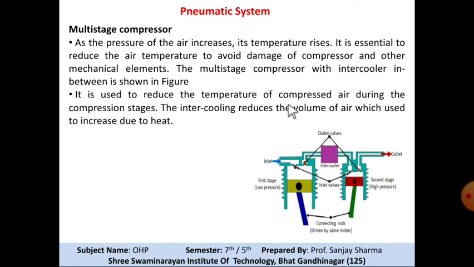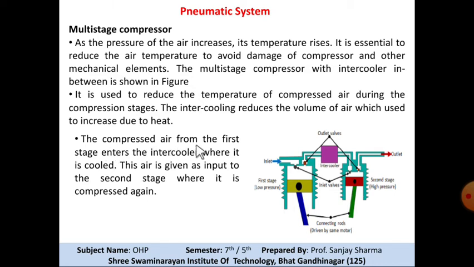It is used to reduce the temperature of the compressed air during the compression stage. The intercooler reduces the volume of air, which increases due to heat. Now whatever the volume is reduced, it will reduce because of the decrease in the heat. So as the temperature drops, somewhat the volume also will decrease, so we can compress it and get the higher pressure. The compressed air from the first stage enters the intercooler where it is cooled. This air is given as input to the second stage where it is compressed again.